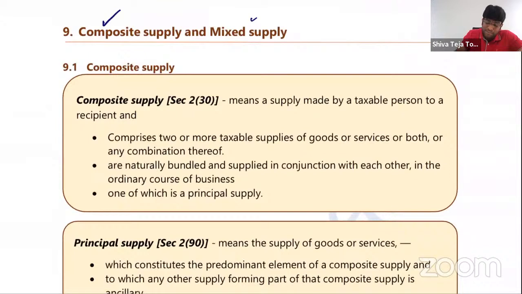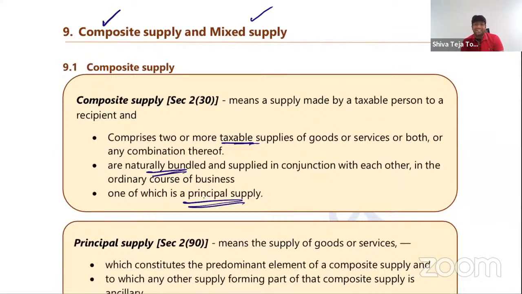Next. Composite supply, mixed supply. I'm sure students are masters in the concept of composite supply and mixed supply. Friends, what is composite supply, mixed supply? Composite supply is that supply where two or more taxable supplies are naturally bundled, and one of which is a principal supply. What is principal supply? Principal supply is that supply which is predominant in nature and others are only ancillary. Classic example, when we go for a hotel stay, for accommodation for night stay, in the morning they give complimentary breakfast.